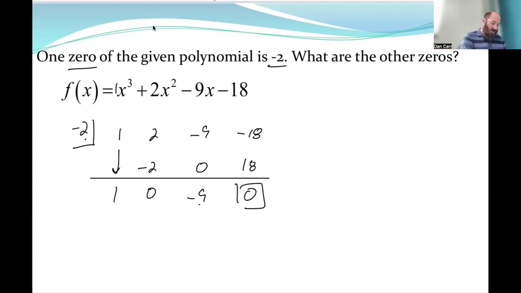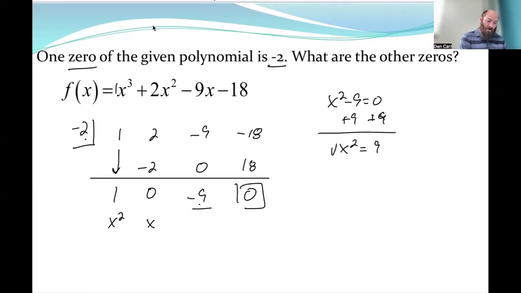So that means what's left is 1x squared, 0x, and -9. To find my other zeros, I can do x squared minus 9 is equal to 0. Solve this any way you want. You can do factoring. You could do quadratic formula. I'm going to do square root property. So x squared is equal to 9, and then I square root. So x is equal to plus or minus 3.